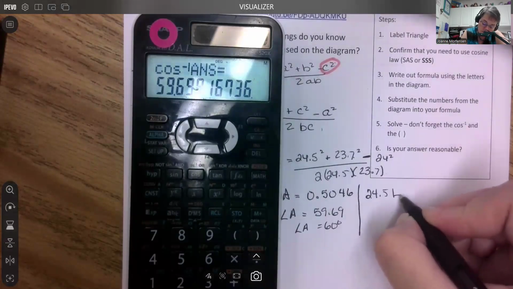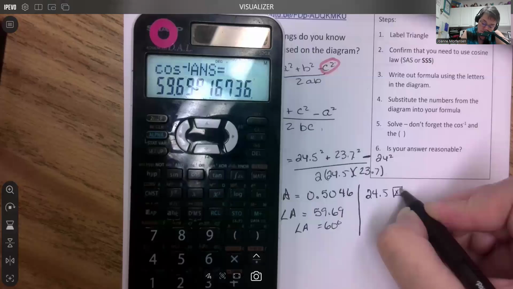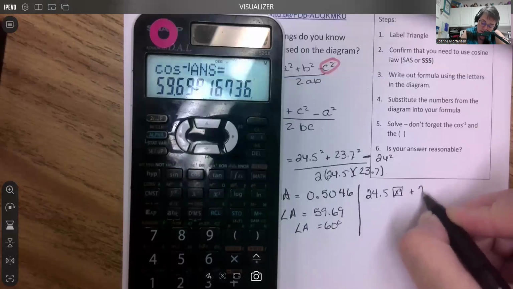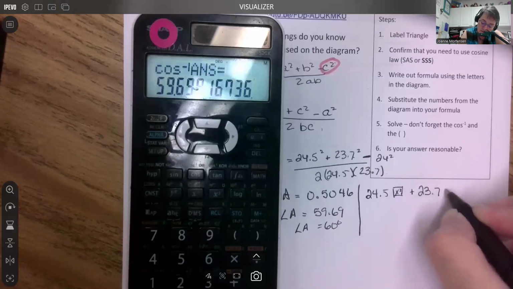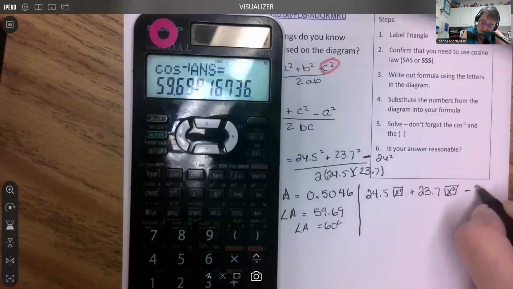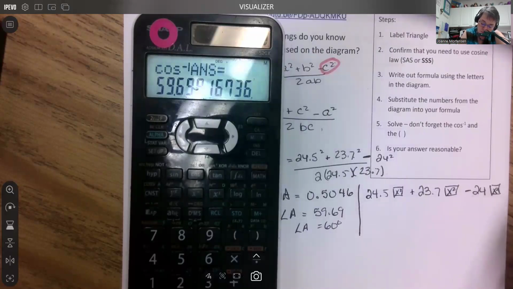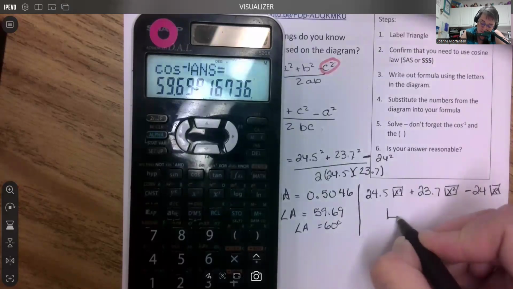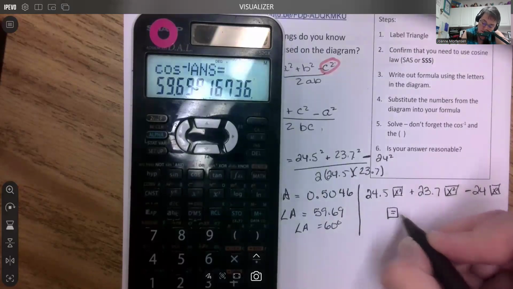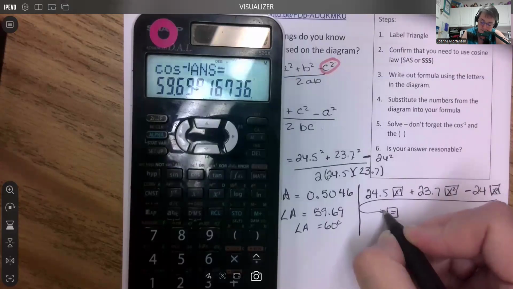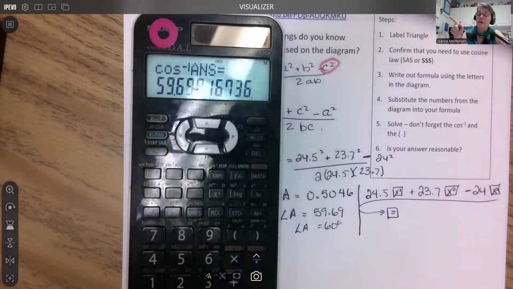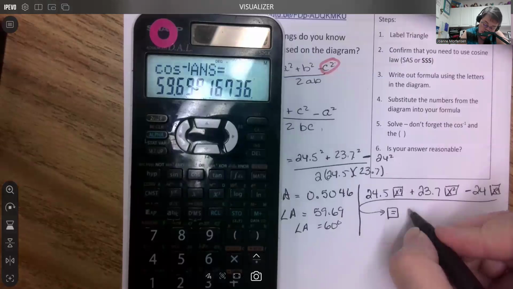24.5 x squared plus 23.7 x squared minus 24 x squared. Oh, I had no room. Oh well. And then I hit the equals button. So, bloop. Okay. Now, the important thing I figured out is then I need a bracket.